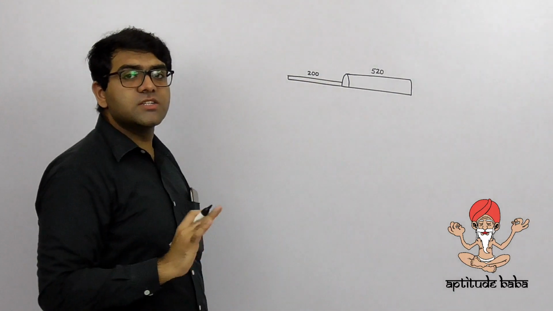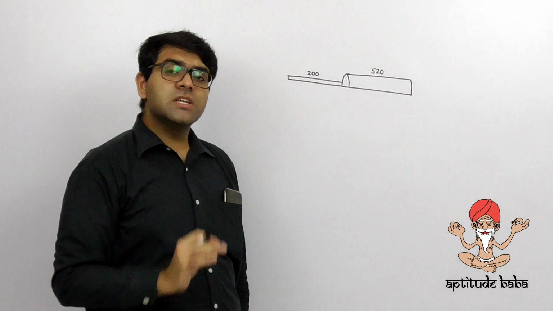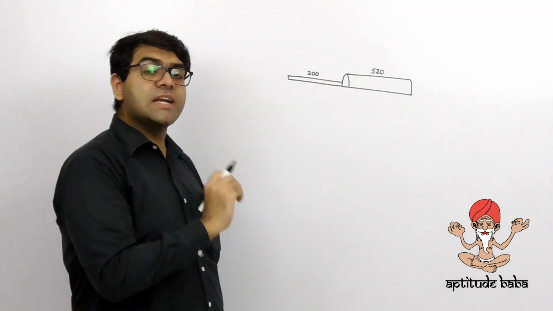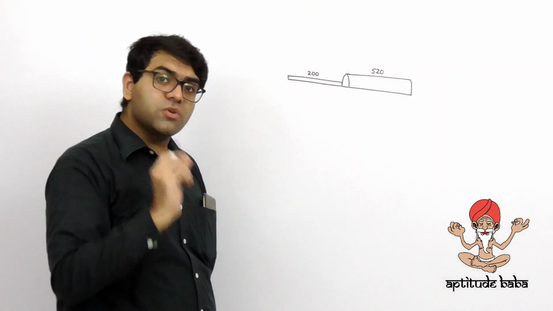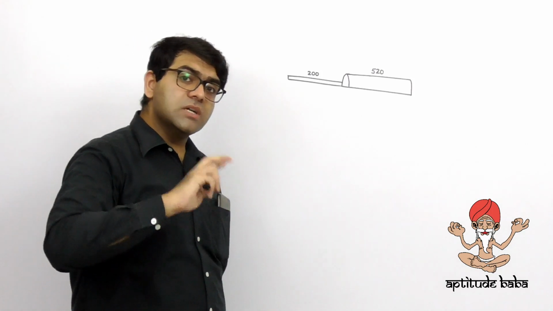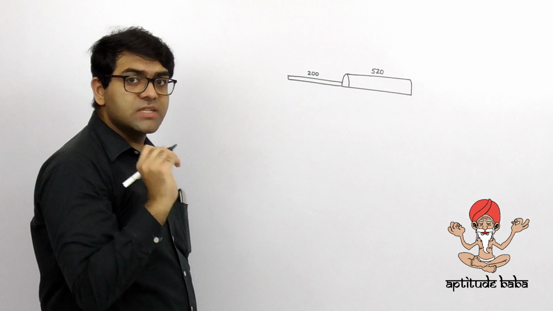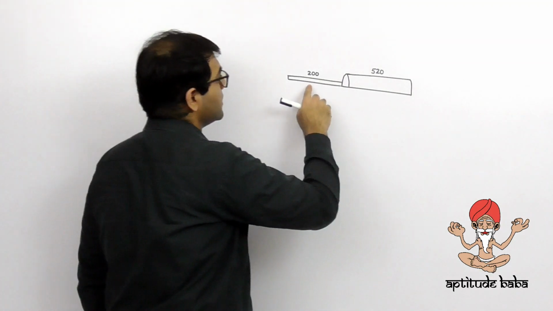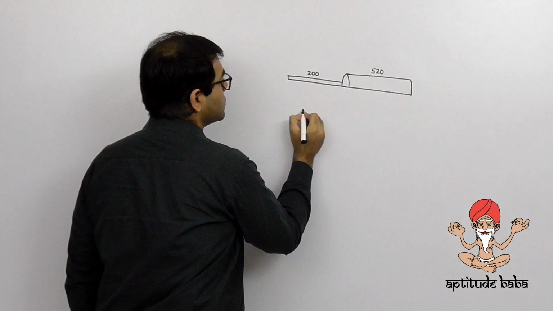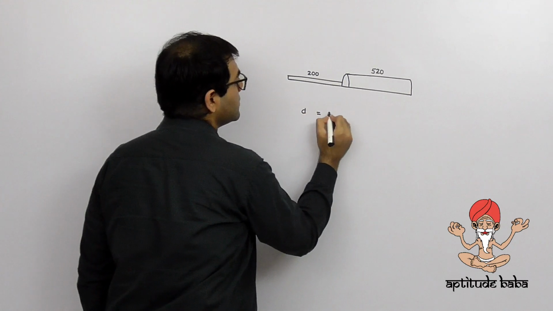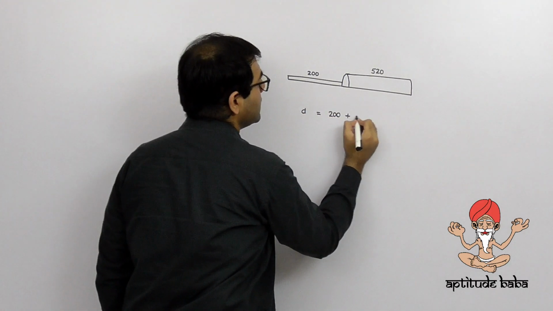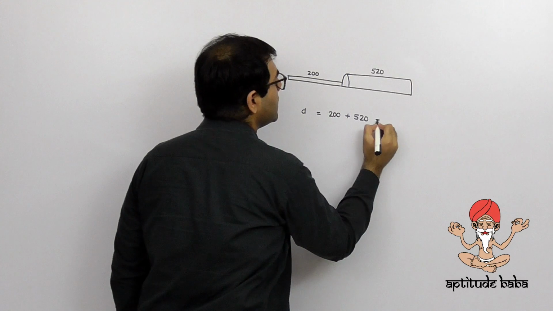If we have already understood the third case of trains and tunnels, then from this much of data I can directly say that for the crossing to take place, the total distance to be traveled will be the sum of two lengths. So क्रॉसिंग करने के लिए जो टोटल डिस्टेंस ट्रेवल करना है वो ये दो लेंथ्स का सम है. So can I say total distance to be traveled is 200 plus 520, a total of 720 meters.